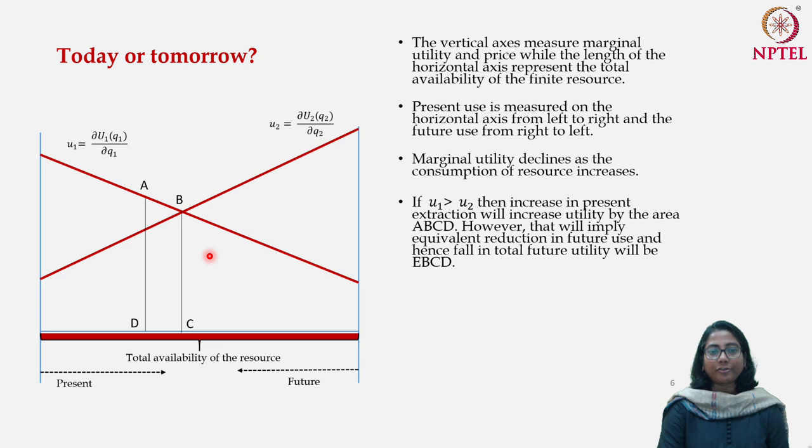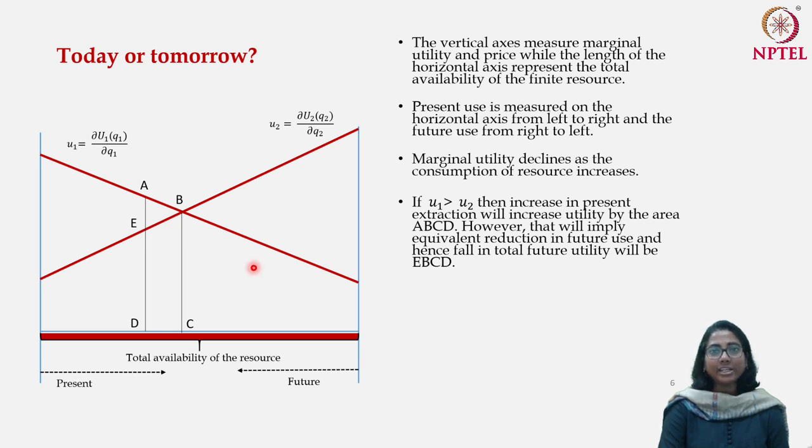However, you also have to notice that this is not the only thing that is happening. Increasing your present consumption means that you are actually reducing your future consumption. So, what is the amount of reduction in your future consumption? That too is DC. And what is the reduction in your total utility? The reduction in your total utility will be the area under the curve U2 between D and C. So the loss in your utility because of reduction in future consumption is denoted by EBCD, this area.